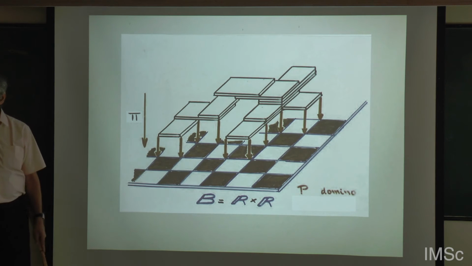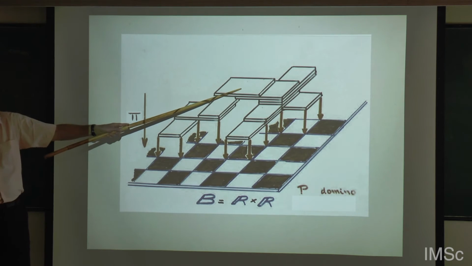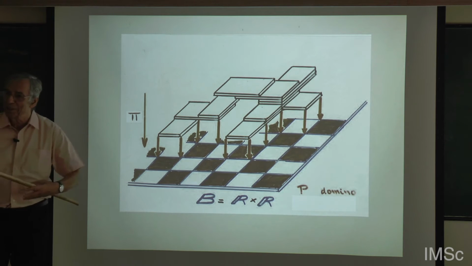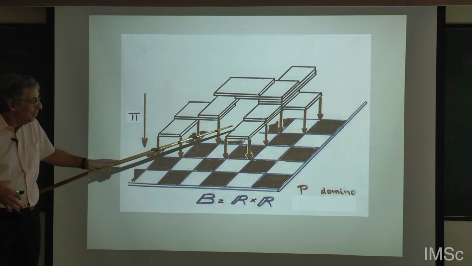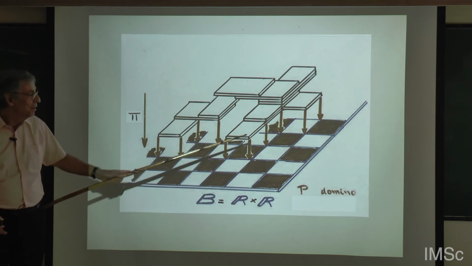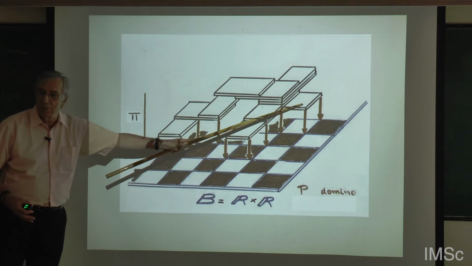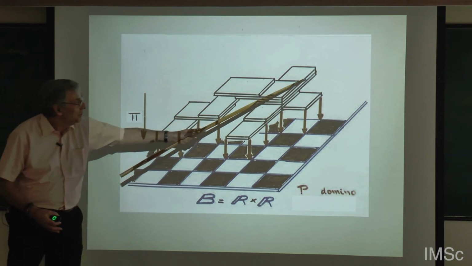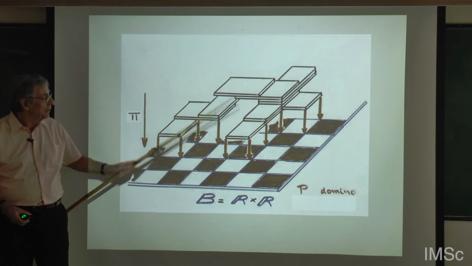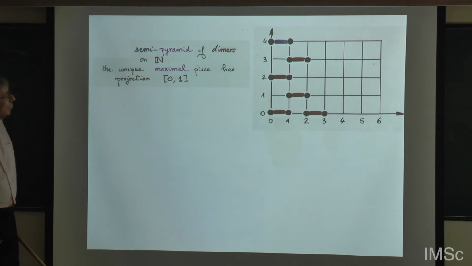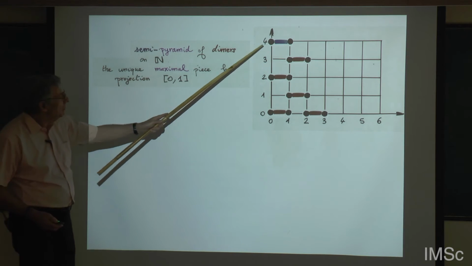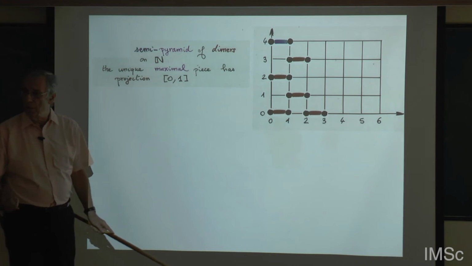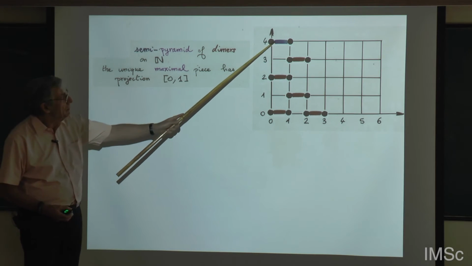Example, this is a pyramid. So this is a maximal piece, which means that all the pieces, when you look above the heap, this is an intuitive definition, you don't see the pieces in full size. These pieces, you will see only half of the dimers. Some dimers, you don't see them at all. So this is a maximal piece. And for the Ramanujan continued fraction, I will need semi-pyramids of dimers. So this is a semi-pyramid of dimers. It means it's a pyramid with a unique maximal piece.